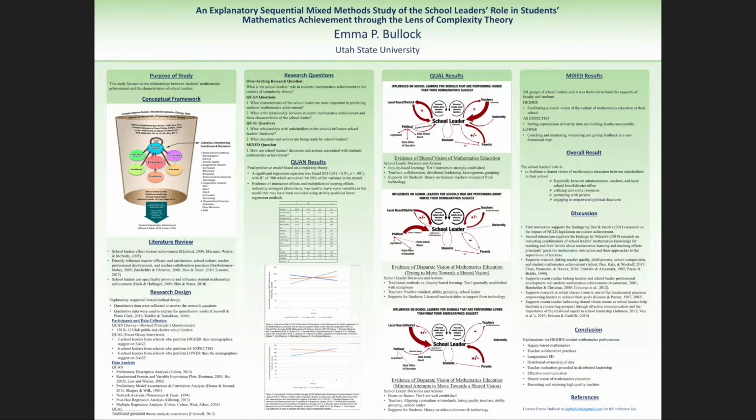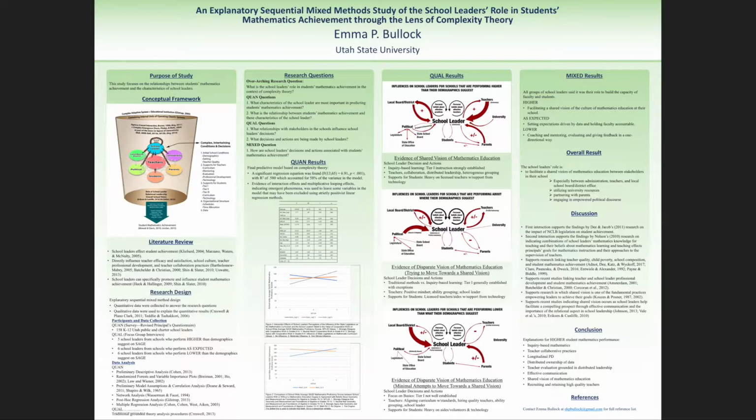So I collected quantitative data, survey data from school leaders throughout the state of Utah, and then I used qualitative focus groups with school leaders from 3 different groups. Those who were school leaders from schools who were performing higher than their demographics would suggest, school leaders from schools performing about where their demographics would suggest, and school leaders from schools performing lower than their demographics would suggest. And I utilized those focus groups to help try to explain the survey data that I had.